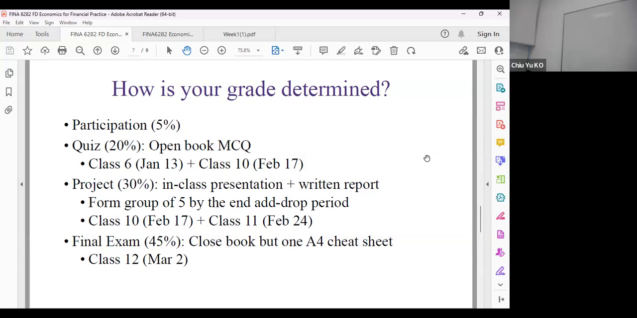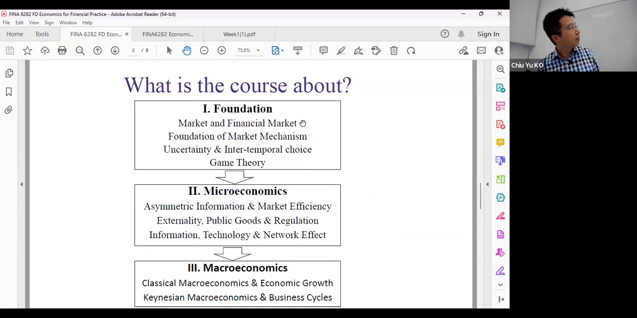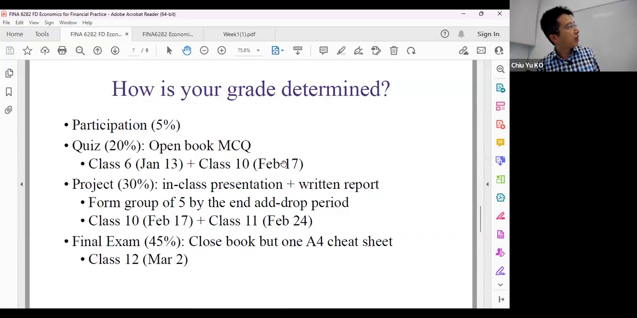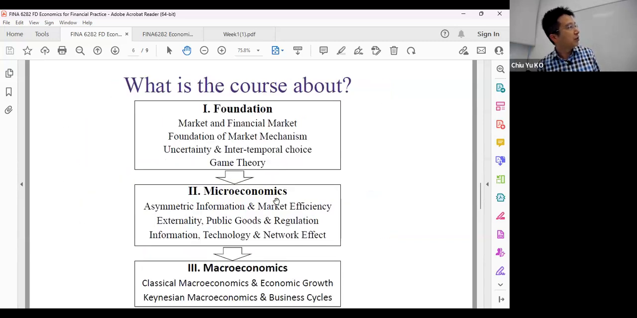And the quiz will be 20%. It's open book, basically just MCQ questions, with 4 choices, not 5, and you just choose. The first quiz will be basically on topic 1, and the other one, in class 10, will be on topic 2.